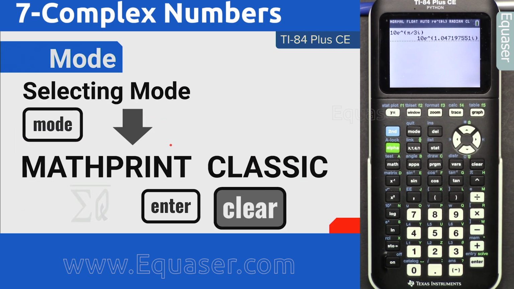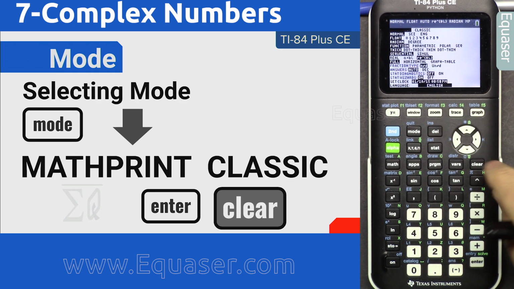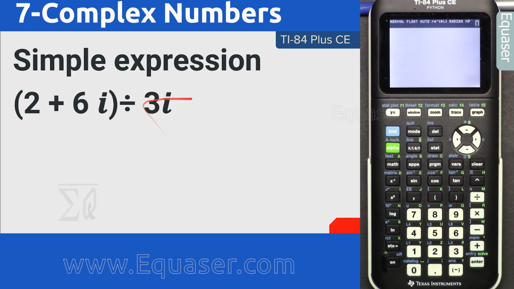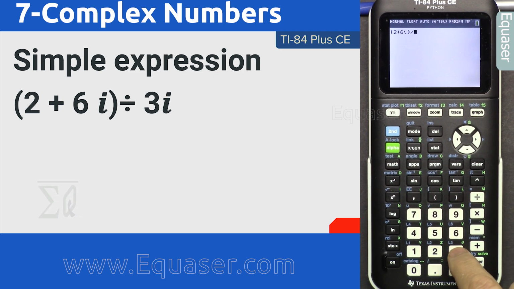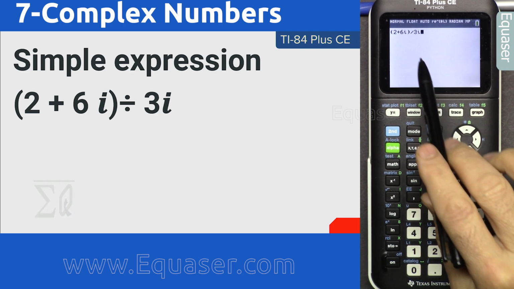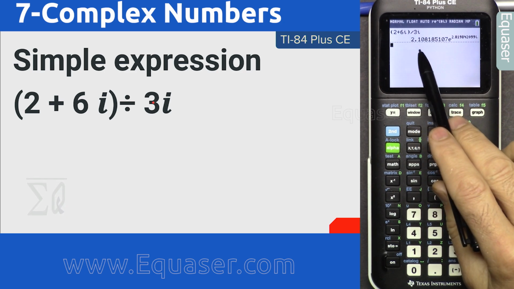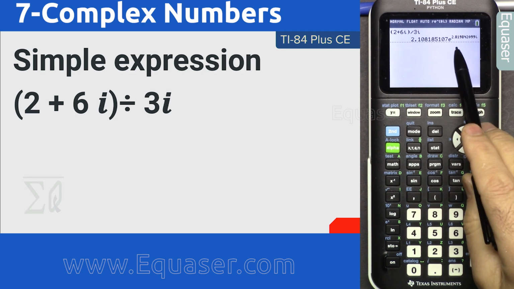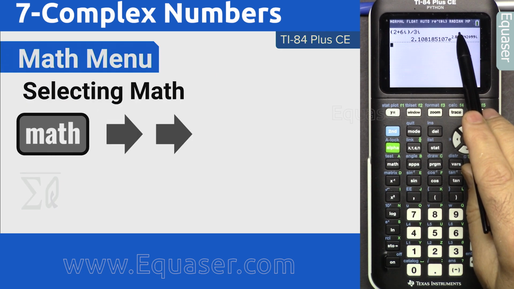Let's go back to math print mode: up, enter, highlight, move to math print, clear. Now a simple expression, 2 plus 6i divided by 3i. So we have to put a parenthesis here, 2 plus 6, second function i, close it, divided by 3, second function i. So this portion does not have a real value. Let's divide it and we get the answer like this with magnitude and angle. The angle is 2.8 something. That's the angle in radians because the unit is in radians.